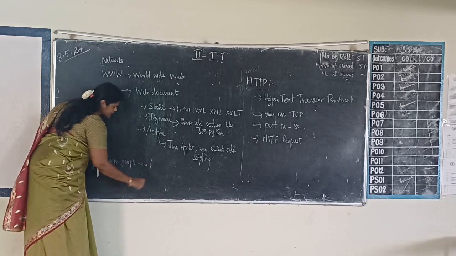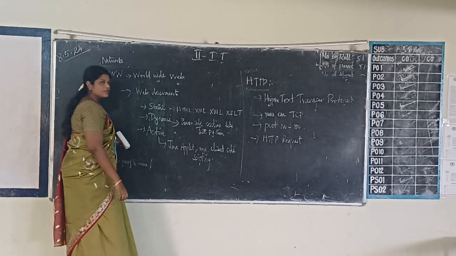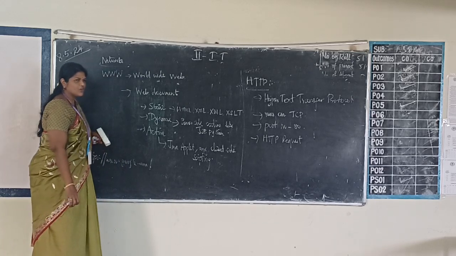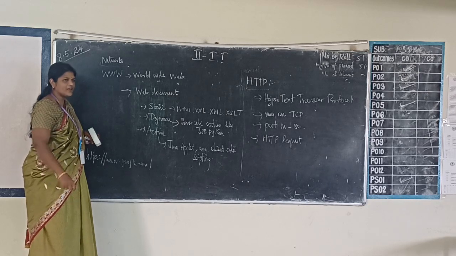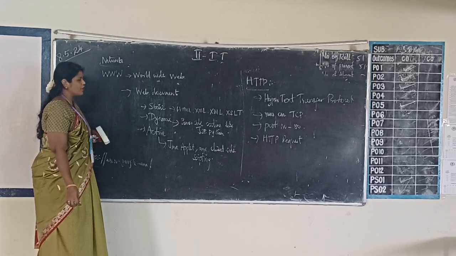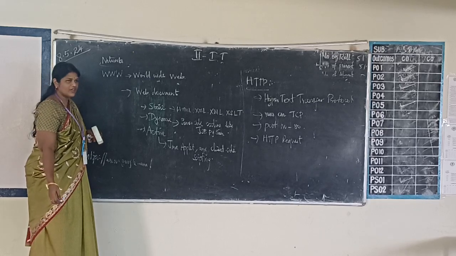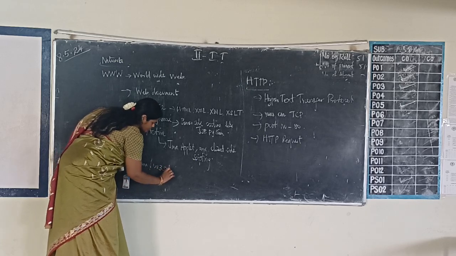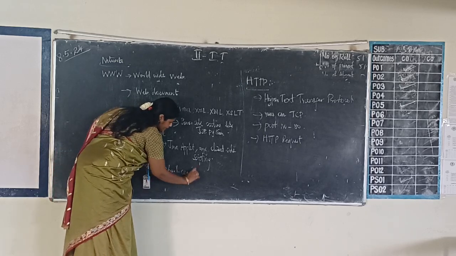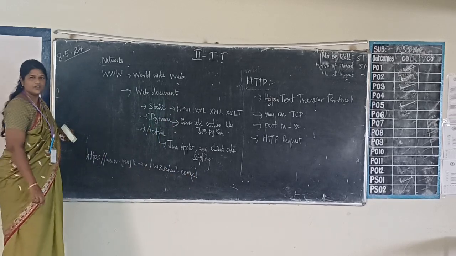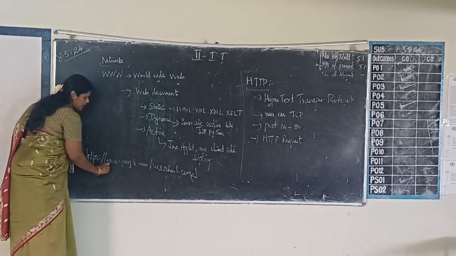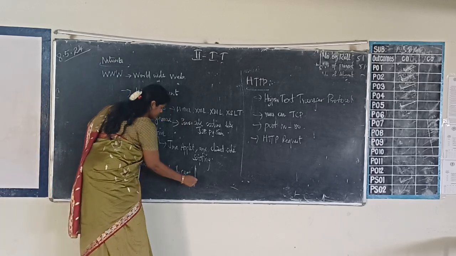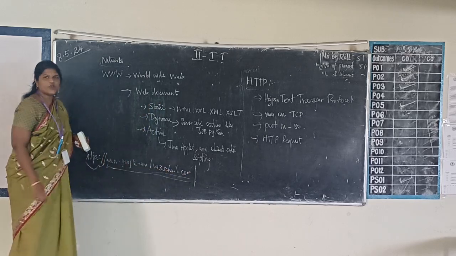www.google.com. In a particular website, in a particular domain, we log in. Suppose I am looking for W3Schools. Over Google, it will come like that, w3schools.com. So this is the protocol and this is the domain name. And inside this, w3schools.com is also one server.